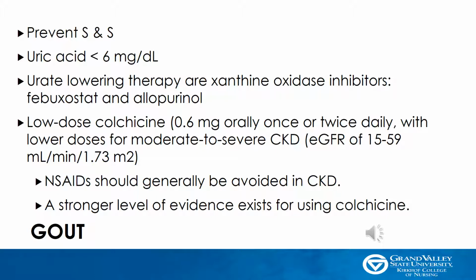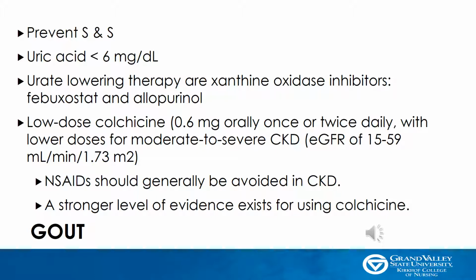The American College of Rheumatology recommends prophylaxis when initiating urate lowering therapy because the rapid decrease in serum urate can cause a flare of gout. So first-line options are low-dose colchicine, 0.6 milligrams orally once or twice daily, with lower doses for moderate to severe chronic kidney disease. And then potential drug-to-drug interactions, you've got to watch for those.